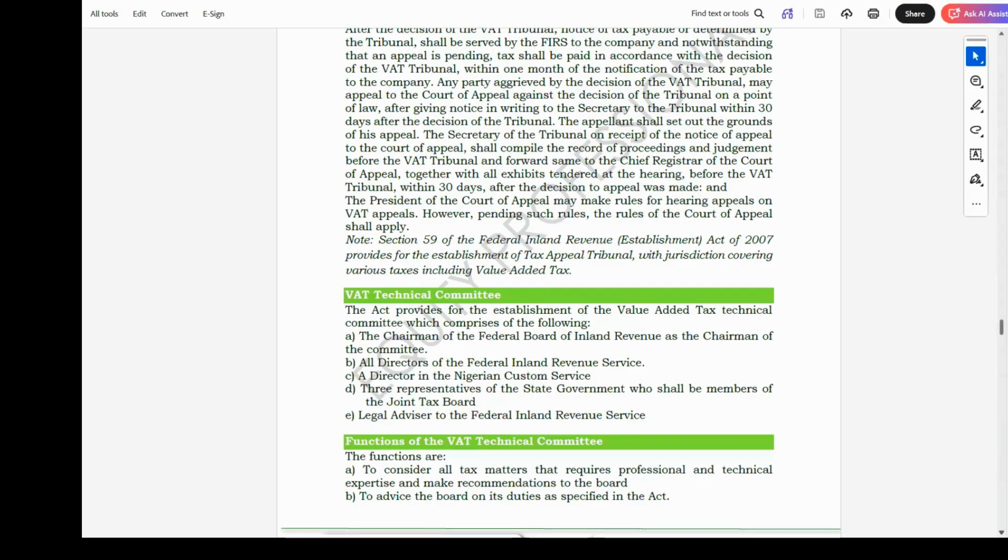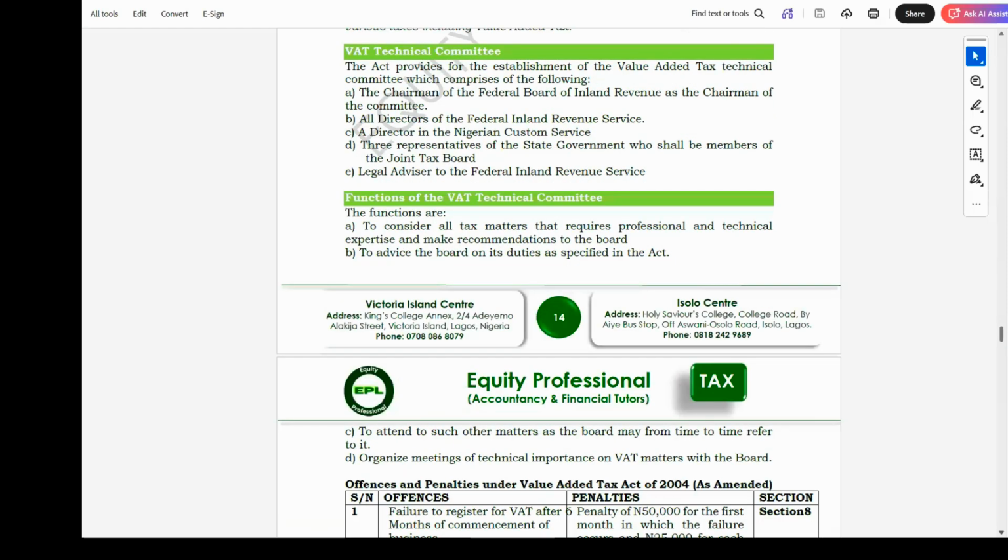You may be asked for the function. So what is now the function of this Technical Committee? They consider all tax matters that require professional and technical expertise and make recommendations to the board. So they make recommendations to the FIRS on matters requiring special professional and technical expertise. They advise the board on its duty as specified in the Act. They advise FIRS on their duty, what they are supposed to do. They also attend to other matters that may be referred to them from time to time by FIRS.